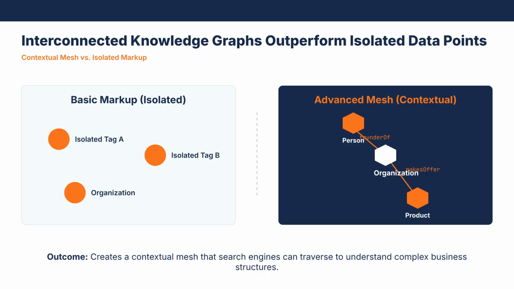Now look at the right side. Instead of standalone tags, we've connected the entities together. We show that a person founded the organization, and that the organization offers a product. Suddenly, search engines don't just see data, they see relationships.